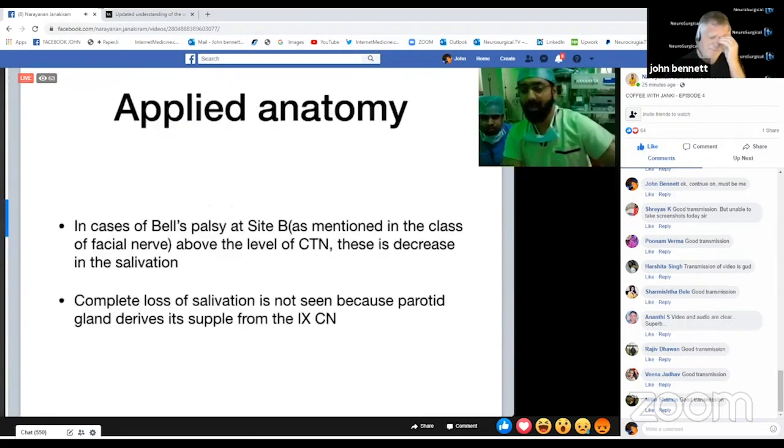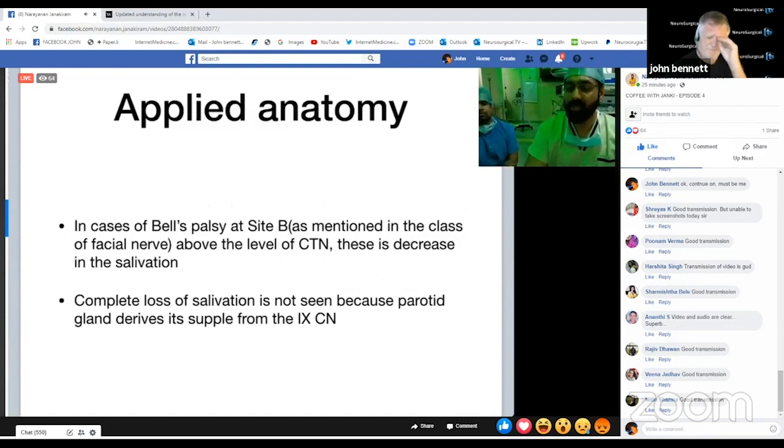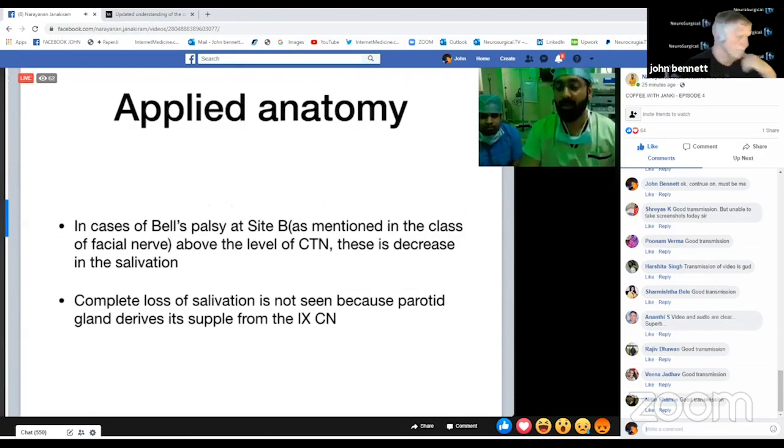So applied anatomy: in case of Bell's palsy at site B, as mentioned in the class of facial nerve, above the level of the chorda tympani nerve, there is a decrease in salivation. So we mentioned that in your second class on facial nerve, and that will be a decrease in salivation. Complete loss of salivation is not seen because the parotid gland derives its supply from the ninth cranial nerve.